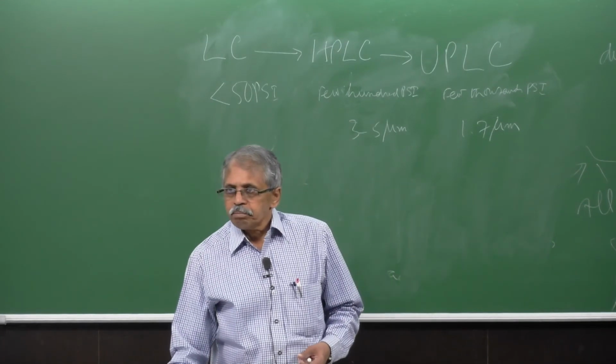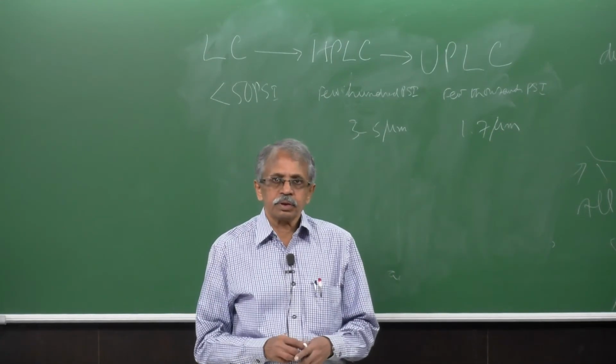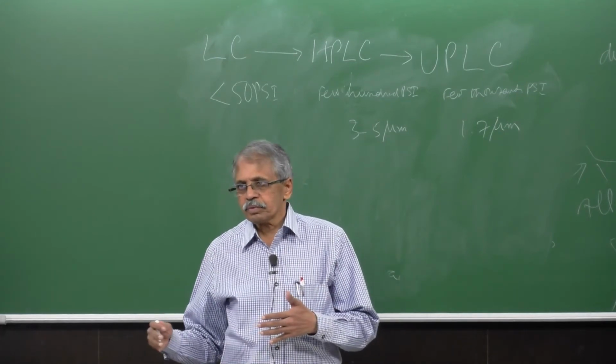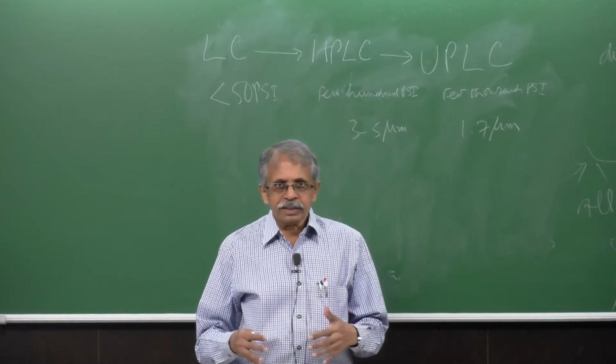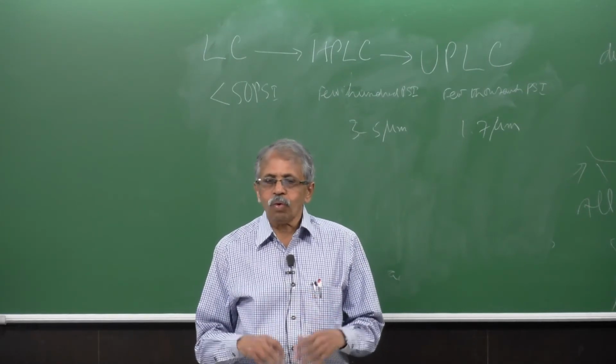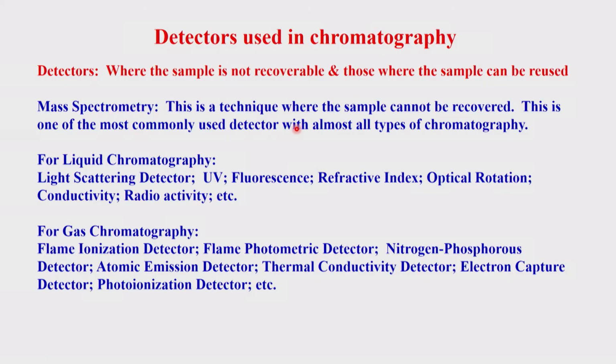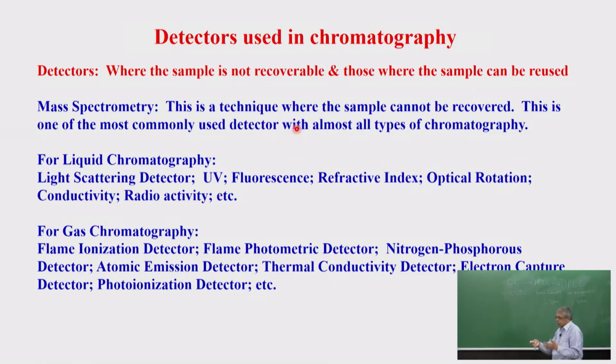Mass spectrometry is used almost in everything, both with liquid chromatography and gas chromatography. When I say liquid, HPLC, UPLC, simple LC, all are covered in that, and gas chromatography. Okay. So when you do detection, the samples may or may not be recovered. For example, if you put them into the mass spectrometer, they are obviously not recovered. In some cases, yes, you can recover too.